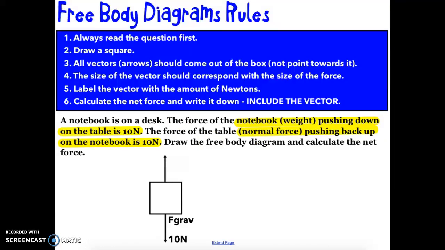Now, same idea. First of all, I need to label it with the type of force. Okay, and they said in the story it says normal force, so that's F norm. And then I need to label it with the amount of newtons as well, which once again is 10 newtons.